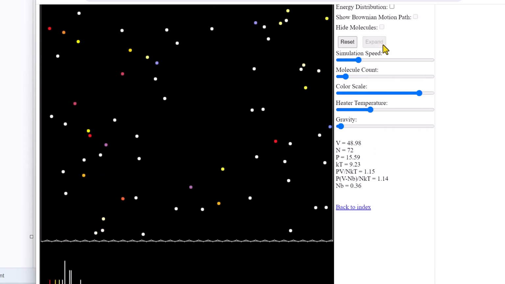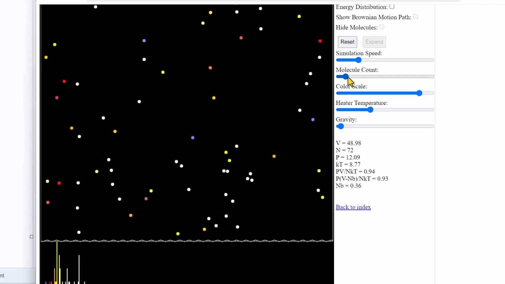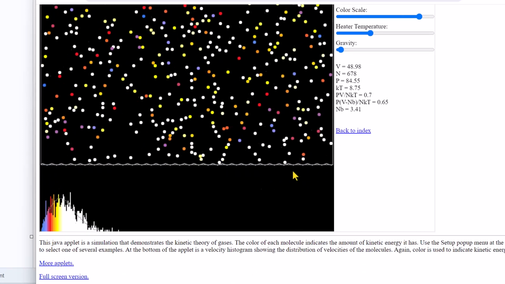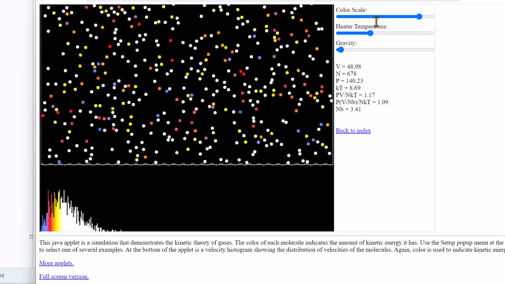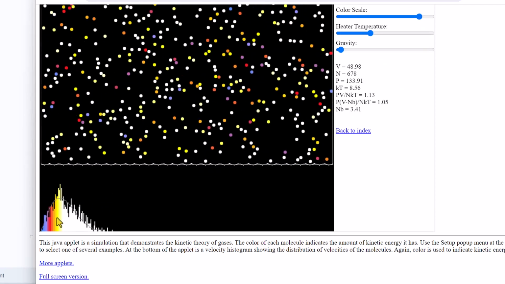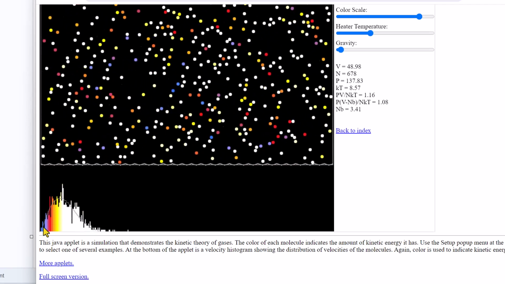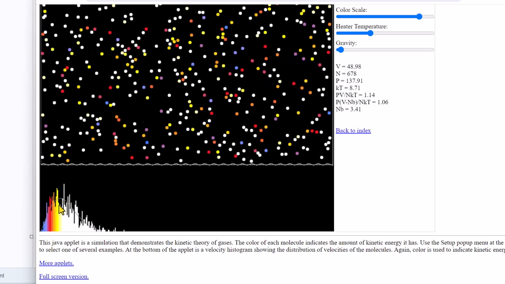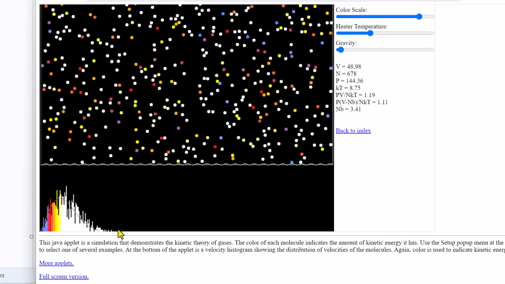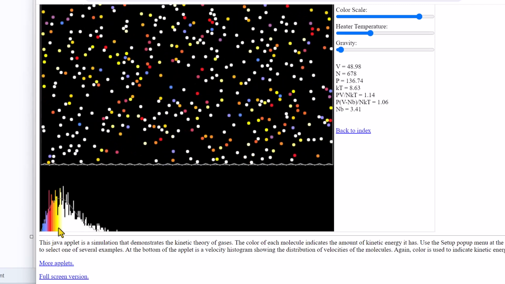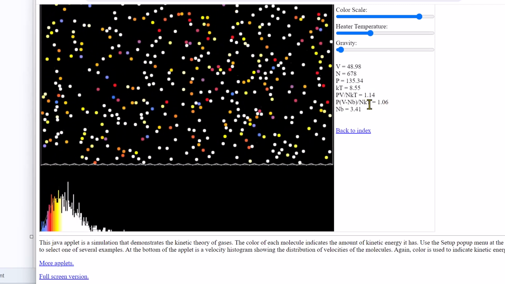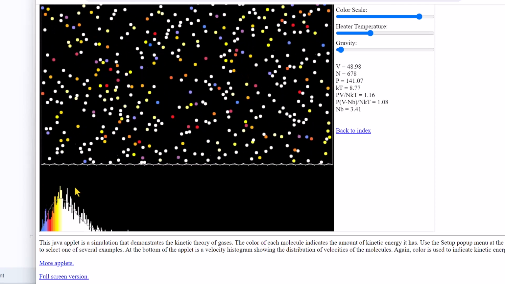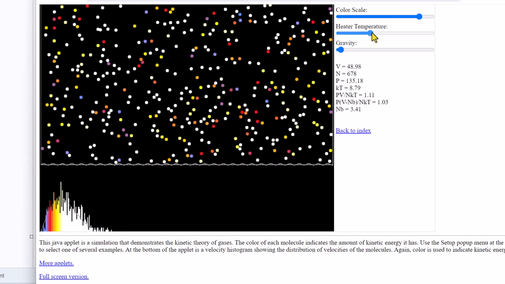Now let me increase the number of molecules. I can increase the molecules, molecule count right here. I'm going to move the molecule count up so we have a lot. Now look what's happening here. We're seeing that here's the slow-moving molecules, here's the moderately moving molecules, and here's the fastest. And this is the average temperature. The average temperature, according to this, is 8.67, roughly.